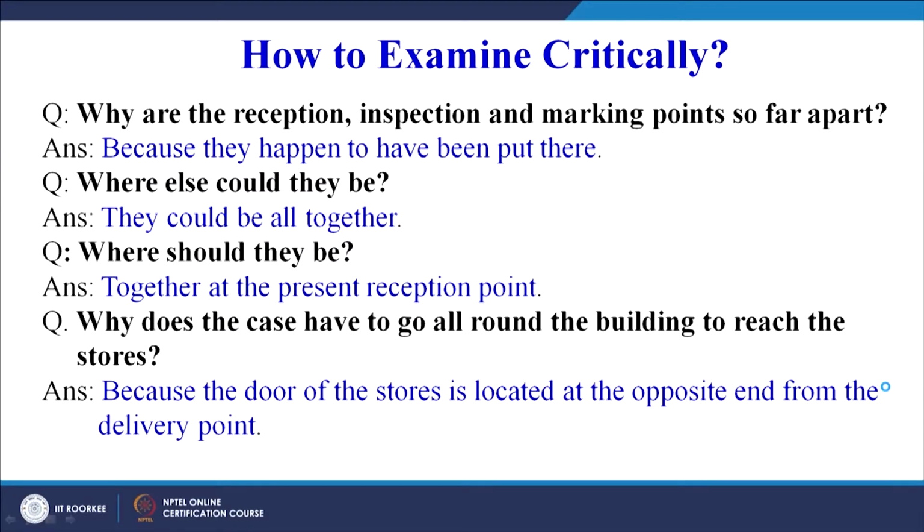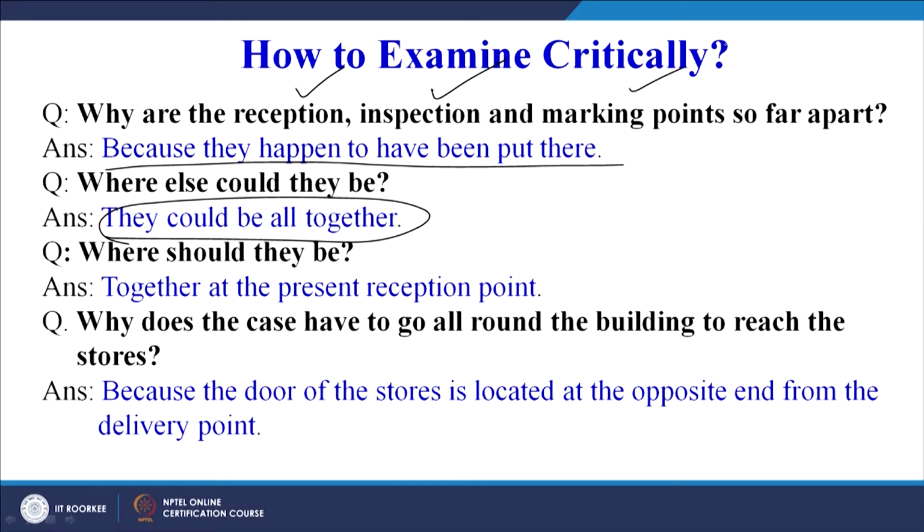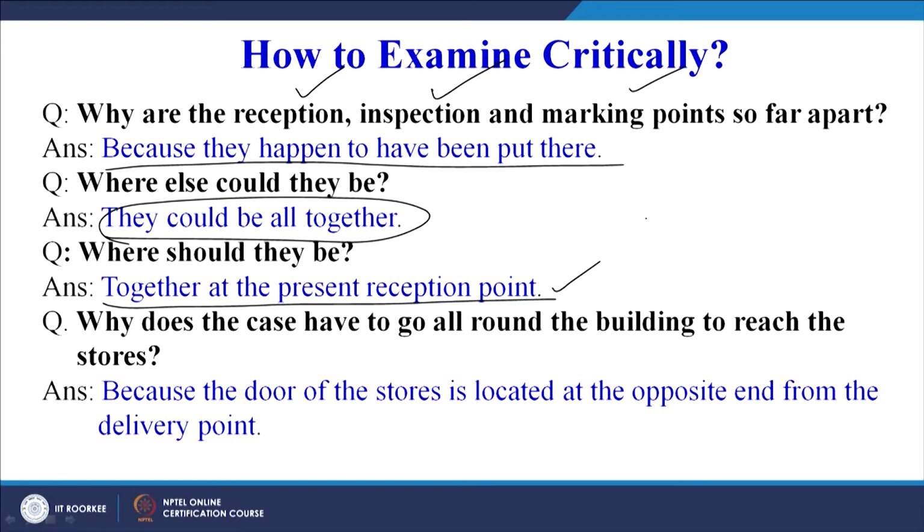The next question can be, why are the reception, inspection and marking points so far apart? There is a lot of movement of the material on the shop floor. Why are they so far apart? Why can't they be together? Because they happen to have been put there. Since they have been there for so many years, we are using them in their place. Where else could they be? They could all be together. So we can bring the reception, inspection and marking points nearby each other so that the material need not traverse a long path on the shop floor. Where should they be? Together at the present reception point. The solution is coming there.